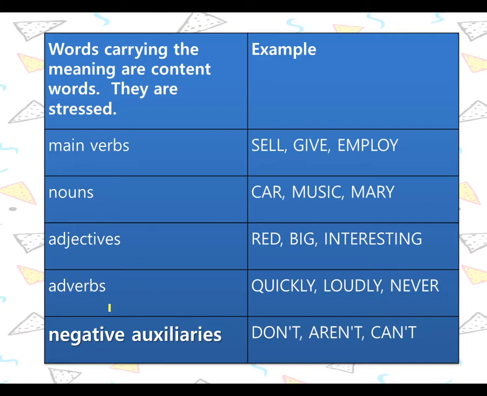These are the stressed ones: the main verbs, the nouns, the adjectives, the adverbs, the negative auxiliaries. Main verbs like sell, give, employ. Nouns such as car, music, Mary. Adjectives: red, big, interesting. And even adverbs: quickly, loudly, never. And these are very important, negative auxiliaries: don't do that, aren't here, can't go swimming. Those are very important for stress because if we don't stress those negative auxiliaries, it's very easy to misunderstand, to mishear them.